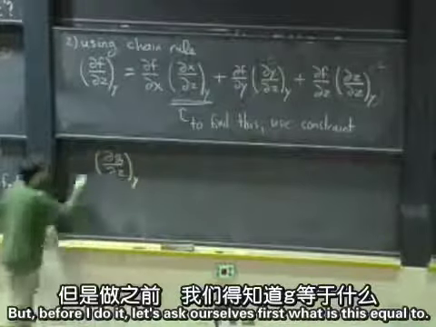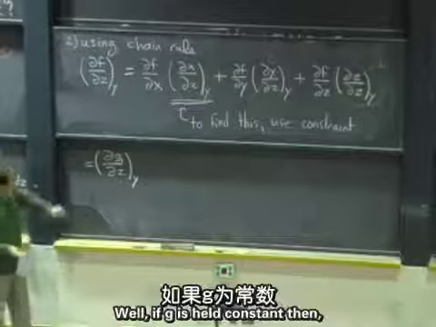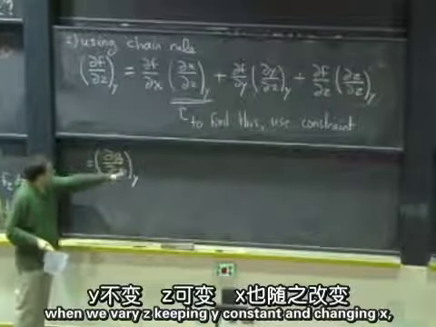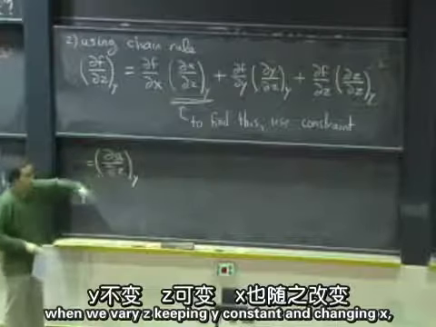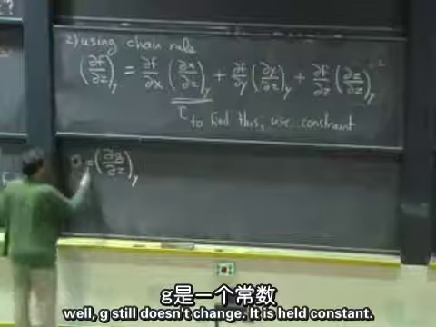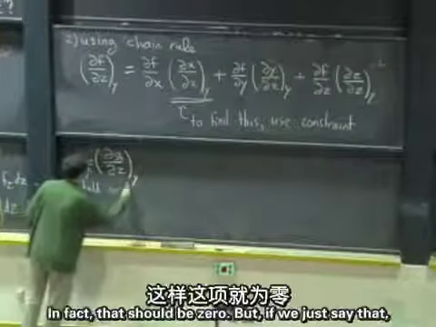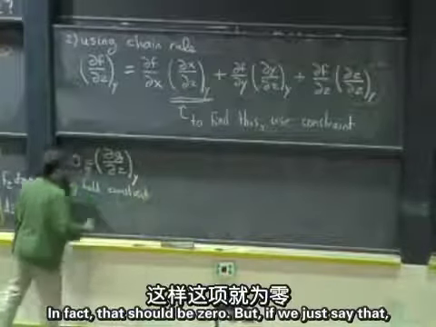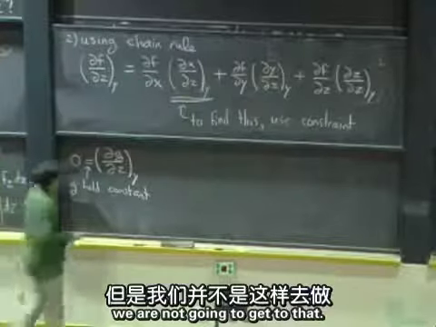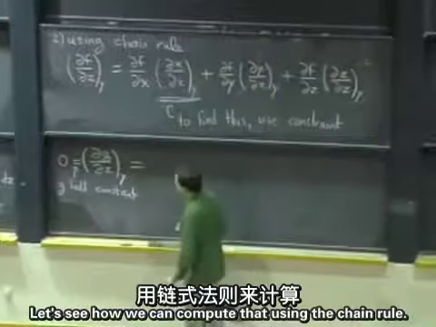But before I do it, let's ask ourselves first, what is this equal to? Well, if g is held constant, then when we vary z, keeping y constant and changing x, g still doesn't change, it's held constant. So in fact, that should be 0. Okay, but if we just say that, we're not going to get to that. So let's see how we can compute that using the chain rule.